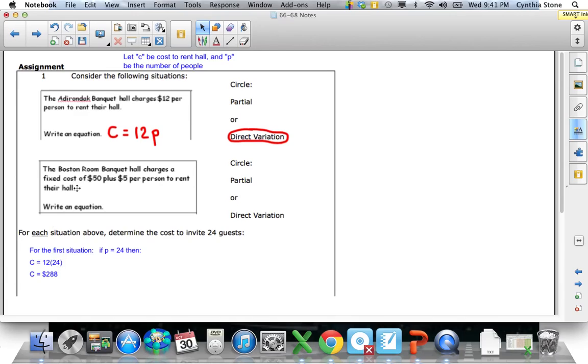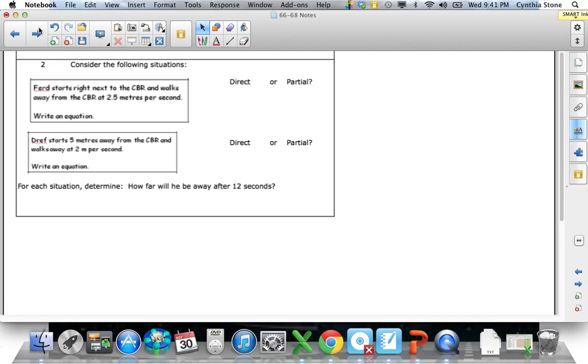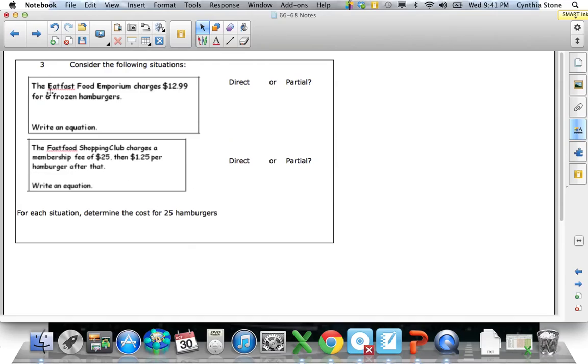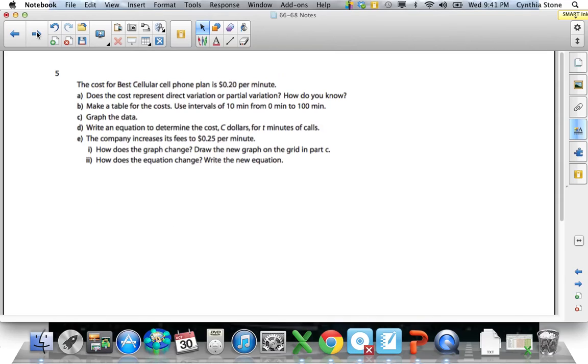Okay, so you're going to do the same thing for whatever equation you come up with here. And then you're going to go through the assignment and do all the questions. Okay, so it should take a little bit of time. You're going to write equations, choose if it's direct or partial, and you're going to solve for whatever's given for every situation. So turn off the tape and do that, and then try this question right here as well. All right, we'll stop the tape.